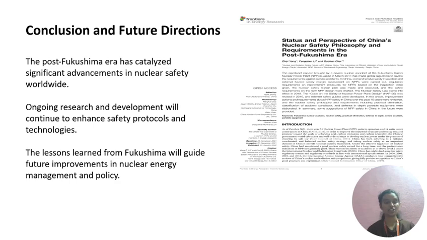The conclusion and the future directions. The post-Fukushima era has catalyzed significant advancements in nuclear safety worldwide. Ongoing research and development will continue to enhance safety protocols and technologies. The lessons learned from Fukushima will guide future improvements in nuclear energy management and policies. And many news articles were printed on the Fukushima disaster in 2011, such as the status and perspective of China's nuclear safety philosophy and requirements in the post-Fukushima era.